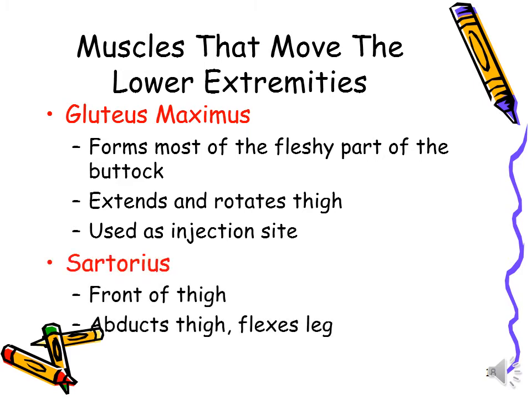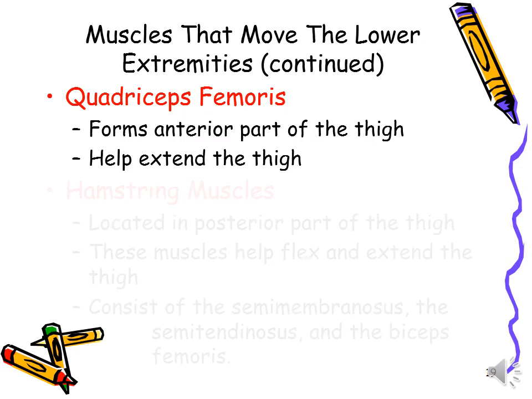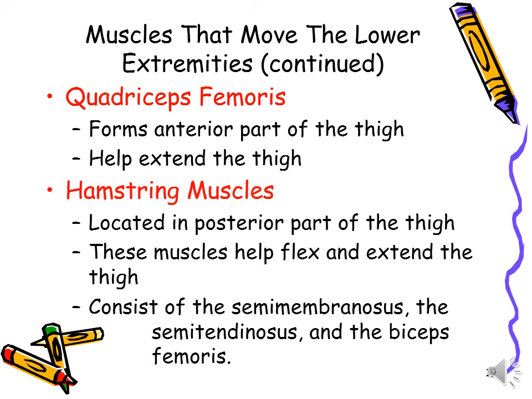The sartorius is the front of the thigh. It abducts the thigh and flexes the leg. Whereas the quadriceps femoris forms the anterior part of the thigh and helps extend the thigh. And then the hamstring muscles, this is a group of three, the semimembranosus, the semitendinosus, and the biceps femoris. And these muscles are going to help flex and extend the thigh.